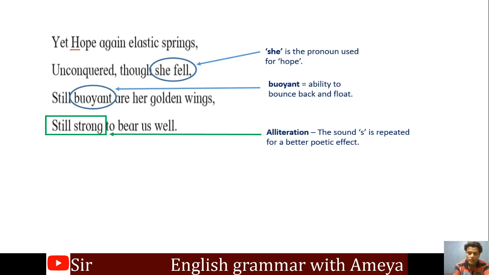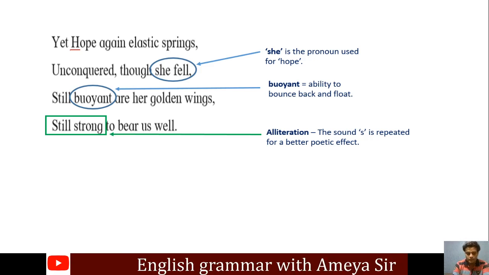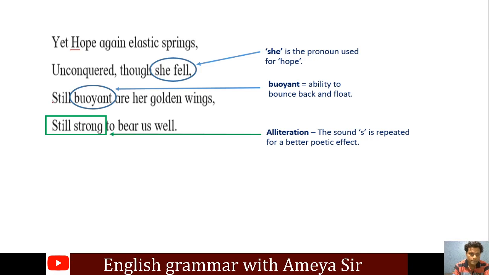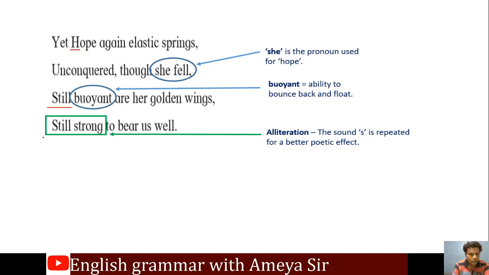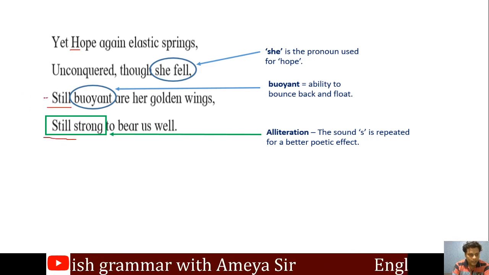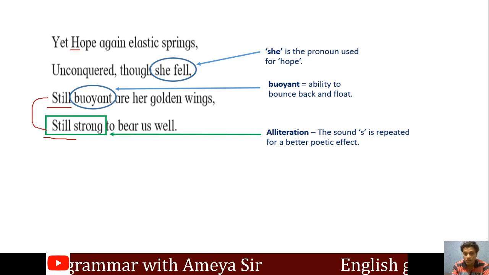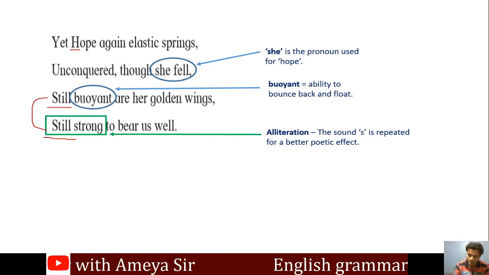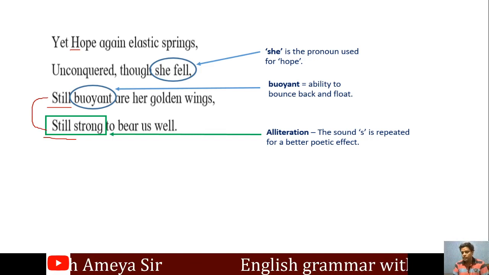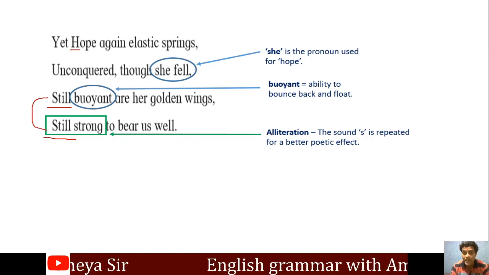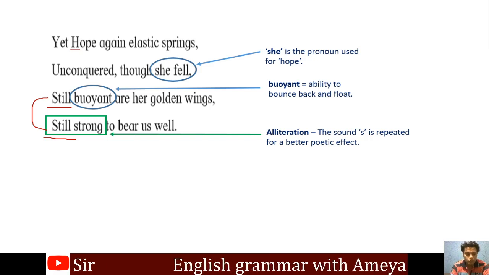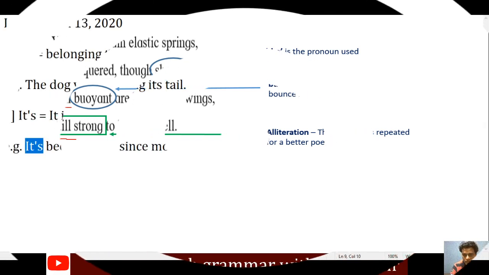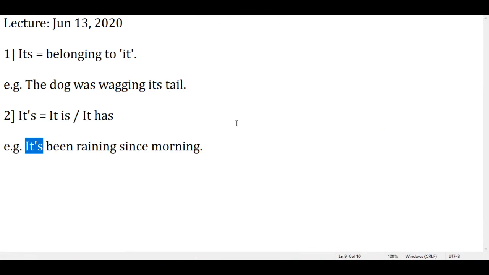Still strong. Guys, there's one more interesting observation here. Watch this closely. The third line and the fourth line start with the same word, still. Now, whenever you have this kind of same start, yes, it is repetition, but there is a name for such kind of repetition. It is anaphora. I'm going to take you to the notepad to understand this properly. We last time studied the example of its and its, and now we are talking about anaphora.